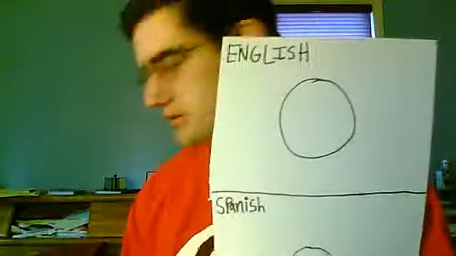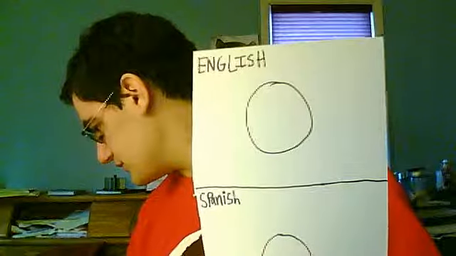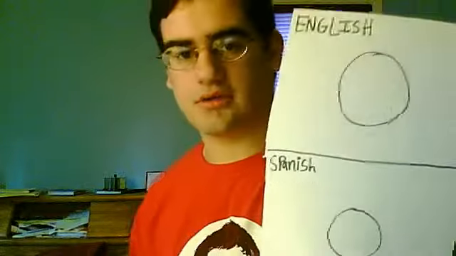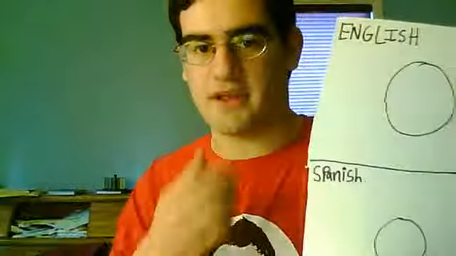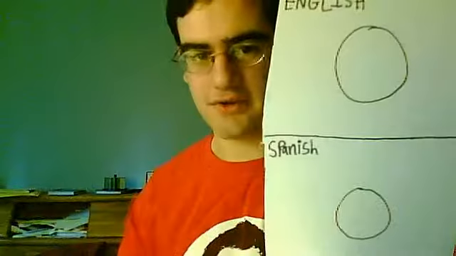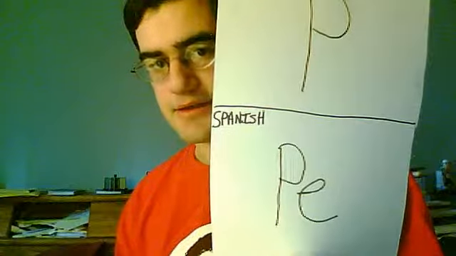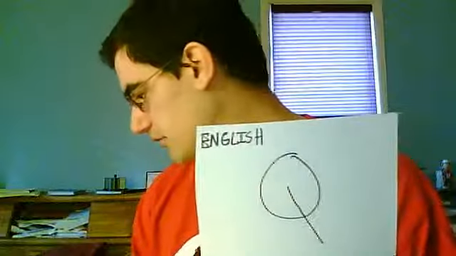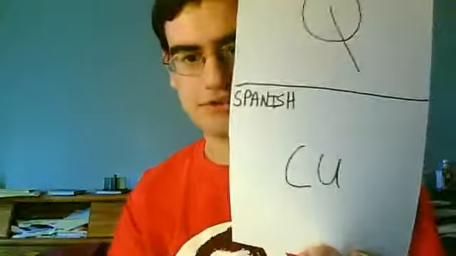Next one is O. Now, the O is pronounced "oh," like that. You have to make a round shape with your mouth, like an O. P. This is "pay." Q. The Q is written the same as in English, but it's pronounced "coo."